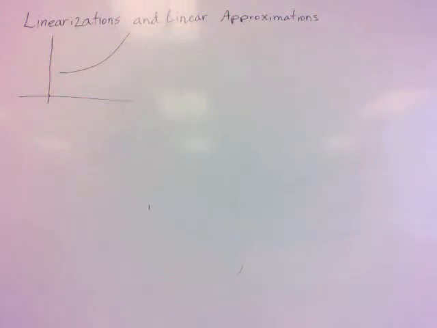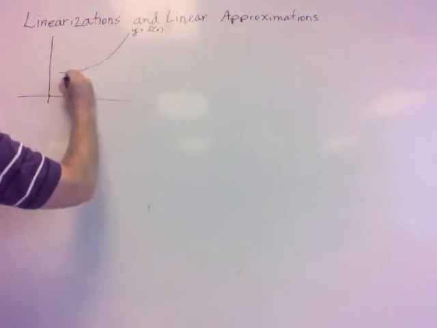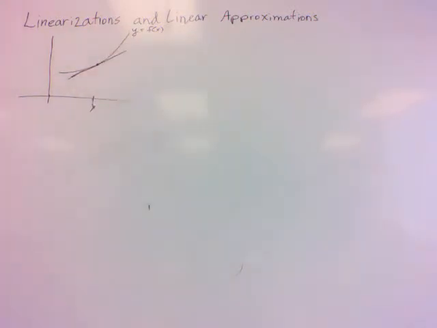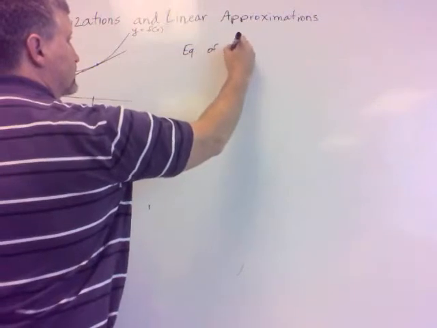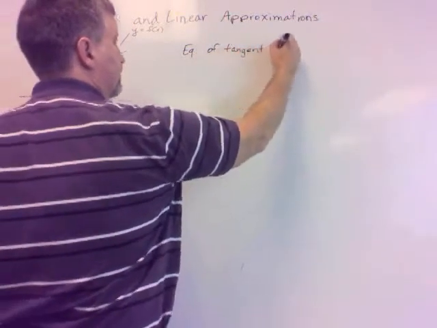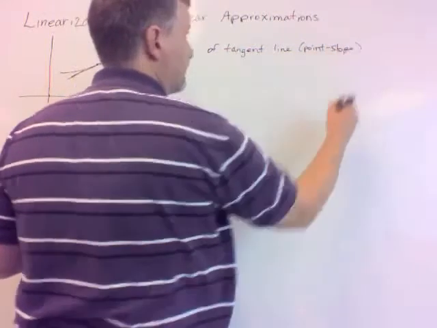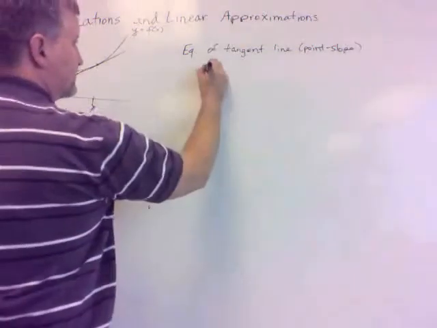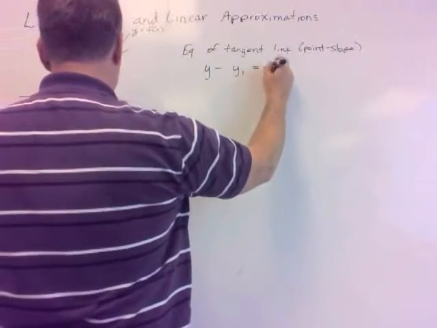Now, if I have this function, f of x, and then I take the tangent line at some given x value, let's think about the equation of the tangent line in point-slope form. I know I mainly work with y equals mx plus b form, but point-slope form is y minus y1 equals m times x minus x1.